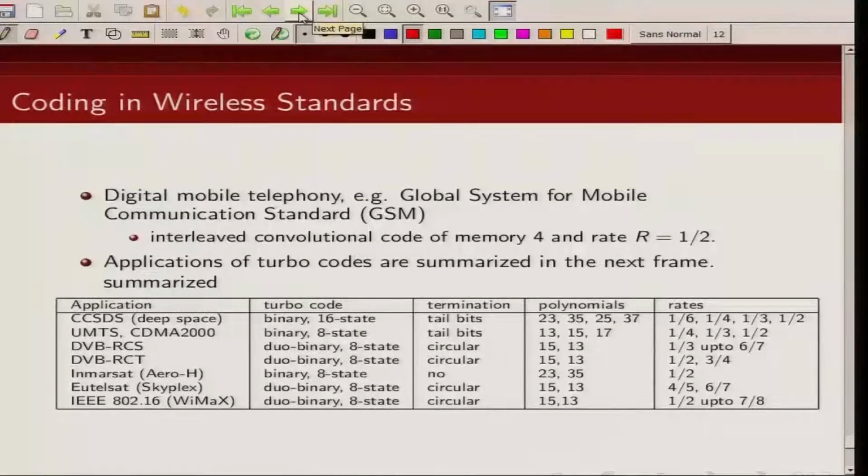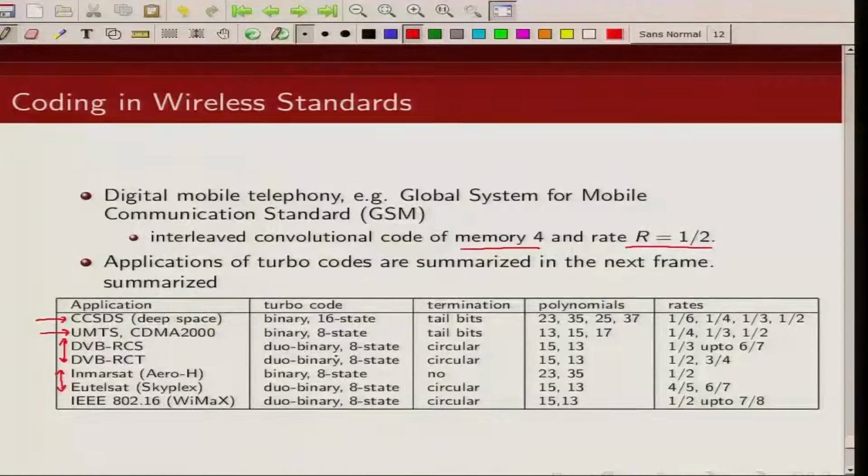Our GSM uses a convolutional code of memory 4 and rate 1/2, and in this table I have listed some of the applications of turbo codes in recent standards. Starting from the digital video broadcasting standard to the 3rd generation wireless standard to deep space exploration to satellite communication applications, and you can see there is this binary turbo code that we talked about.